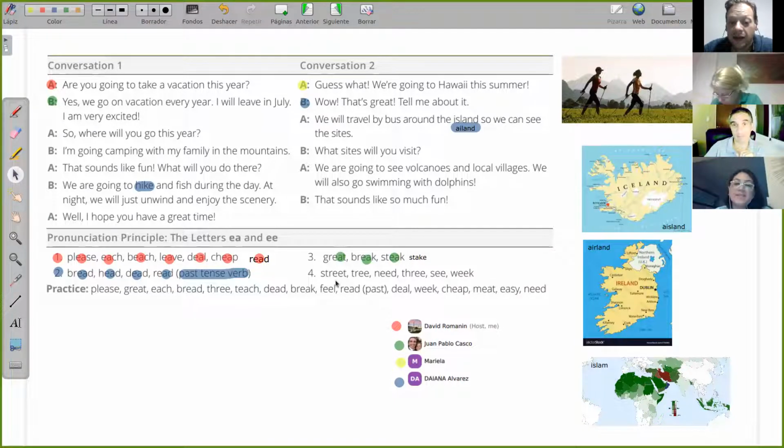Okay. And this one, I think it's easy. How is the sound that we find when we see two E's together? Two E's together. Okay. E, like the Spanish E. And street. Street, okay. Tree. Need. Tree. See. Week. Quick. Quick. Okay.